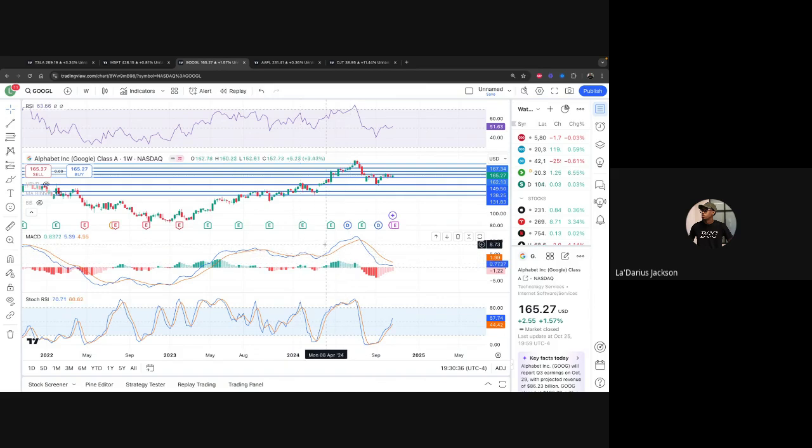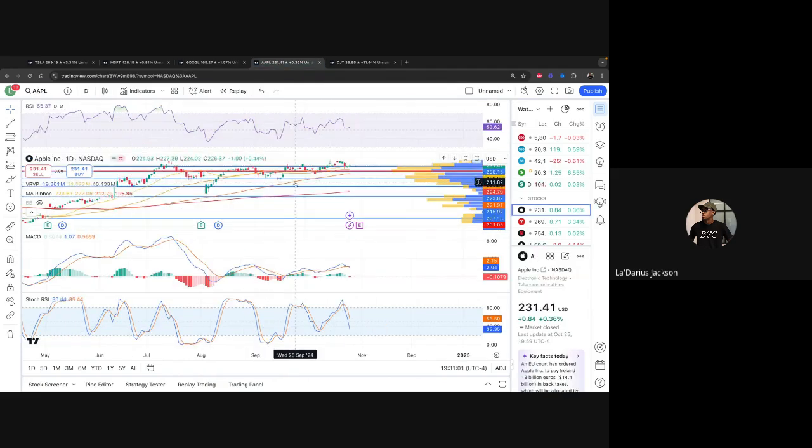Can't make any promises with earnings coming up, but again, if I'm building a list of stocks to watch, Google may be the #1 stock just because of its setup and the fact that it can break out of consolidation. Do I have any questions about Google? All righty. Next stock, Apple.